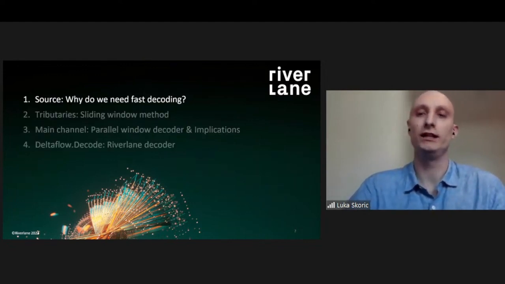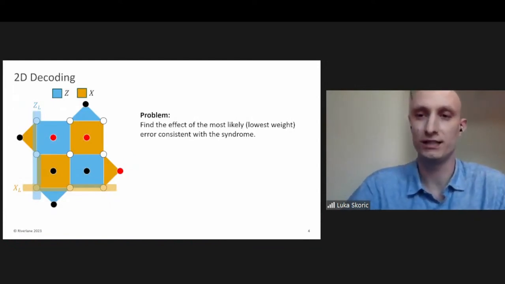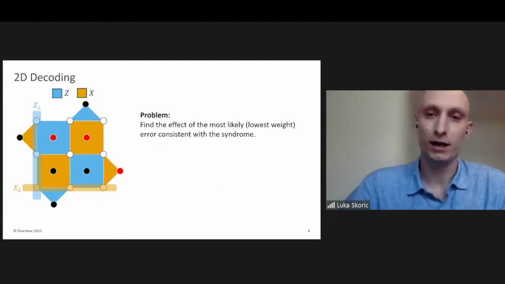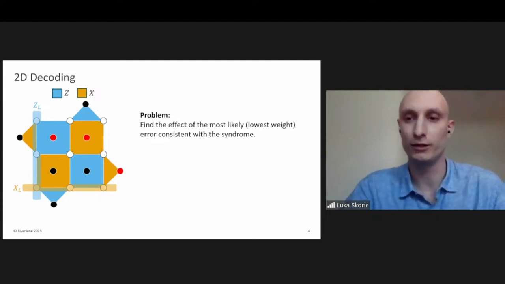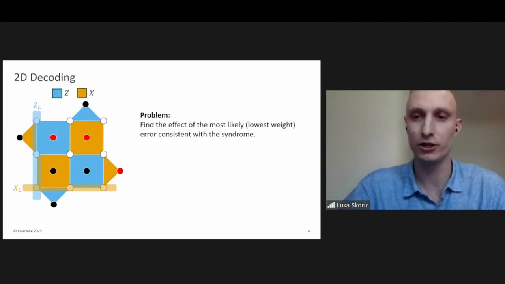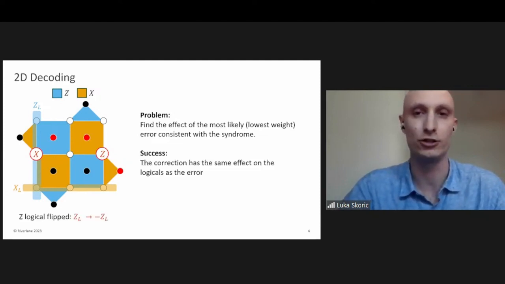Why do we actually need fast decoding? Here, I will be focusing on the surface code, which is described by a planar patch of stabilizers with two logical operators on it, Z and X. In decoding in general, we have syndrome qubits that give us information about the errors, and the problem that we are trying to solve is finding the most likely error consistent with the syndrome. In the case on the picture, we have a few syndromes light up, and this error can be explained by the X error here and the Z error there, and the total effect of the error is that the Z logical is flipped.